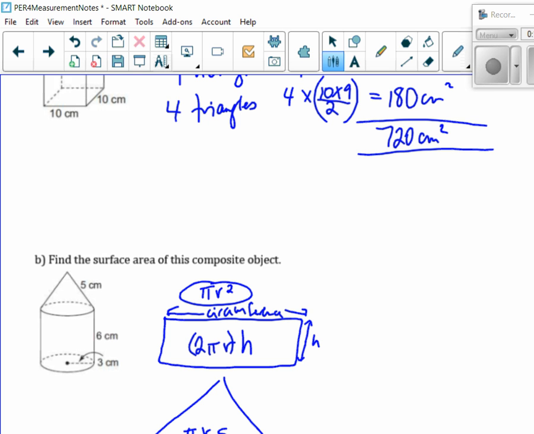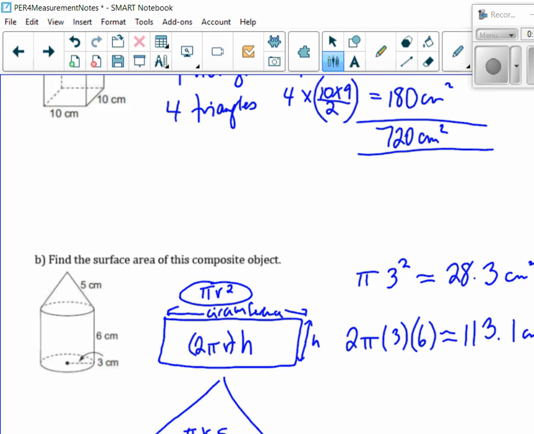Okay, so pi r squared, so that's going to be 3 squared. So 9 times pi is 28.3. That's square centimeters. And then it's saying 2 pi rh. So then this is 2 pi times radius, which is 3, times the height, which is 6. That's going to be rounded as well. 113.1.